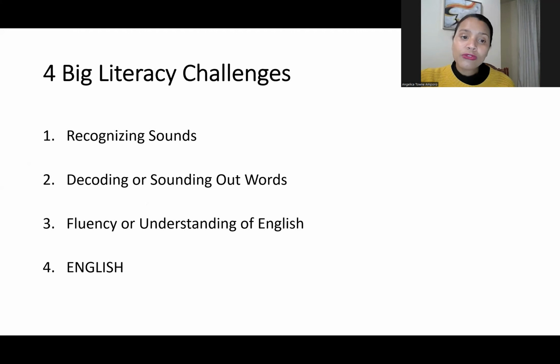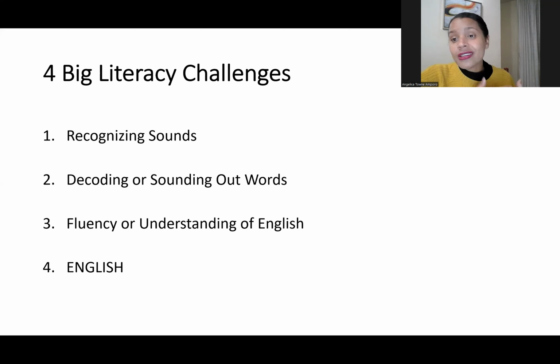So this leads to 4 big literacy challenges. Number 1, children struggle to recognize sounds, the letter sounds. They might know the letter names and not the sounds. They might know a few or none. They might be confusing those letter sounds with other languages. The sound of a letter in one language is not the same in this language. Number 2, decoding, which is just a fancy way to say sounding out words. Again, that skill of being able to figure out snaps on your own, even if you've never seen snaps as a word written before. Number 3, fluency, or their understanding of English.